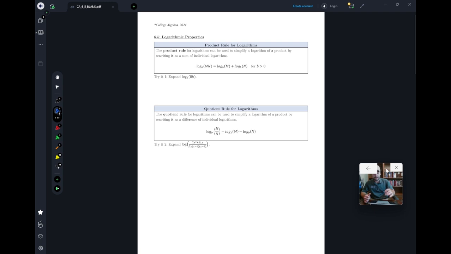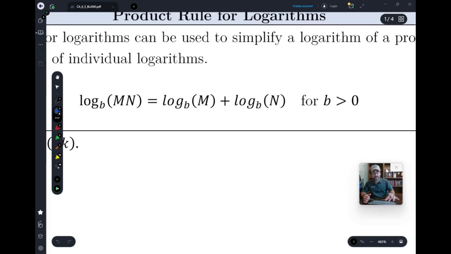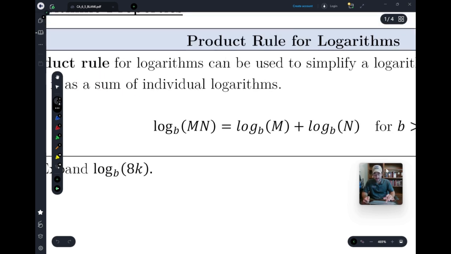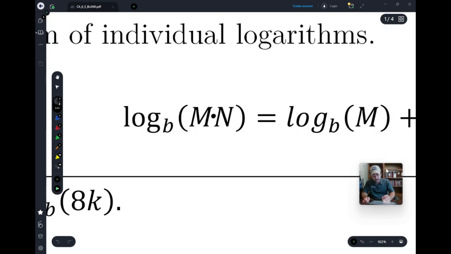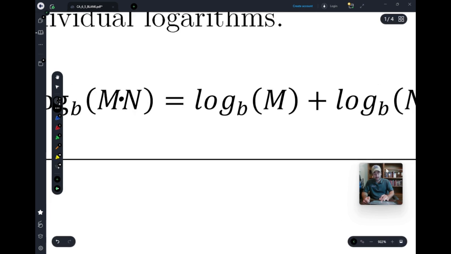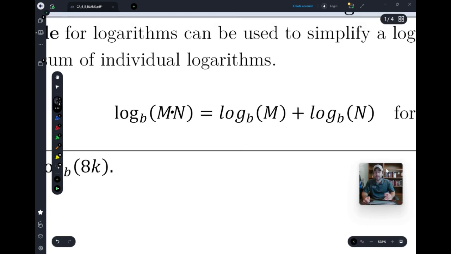All right. The first property of logarithms that we're going to use is this expansion property of multiplication, or the product rule for logs. You'll notice that if you have a multiplication on the inside, it turns into addition on the outside where we split up the log.